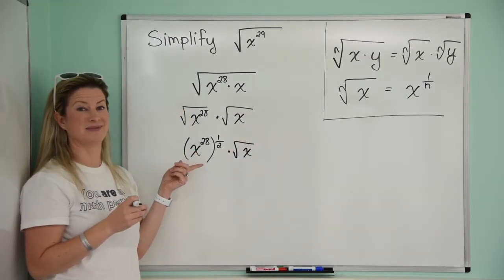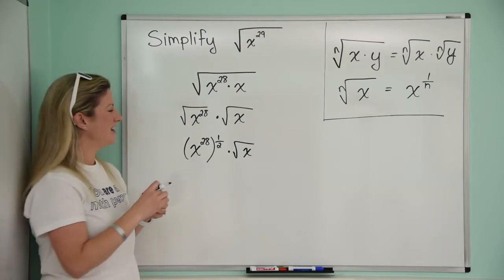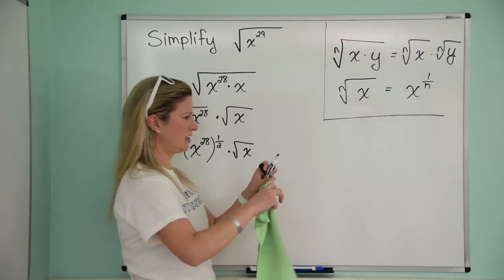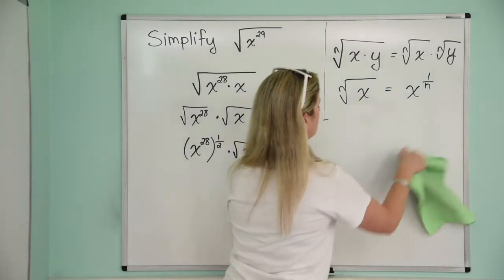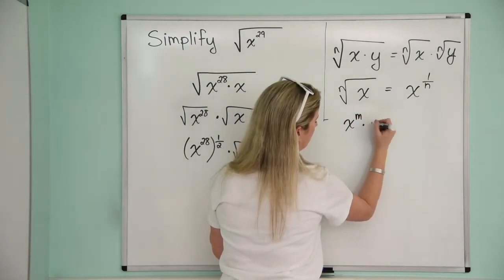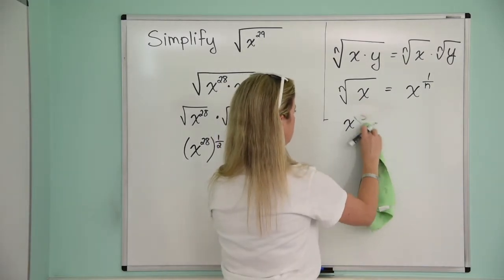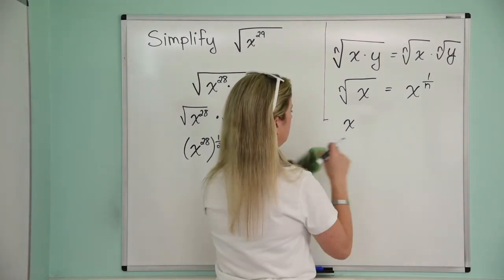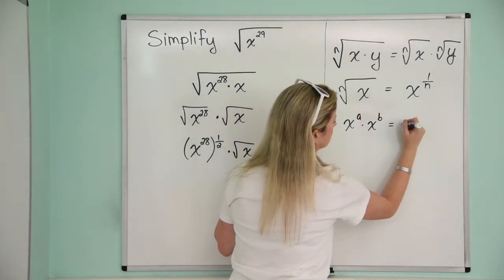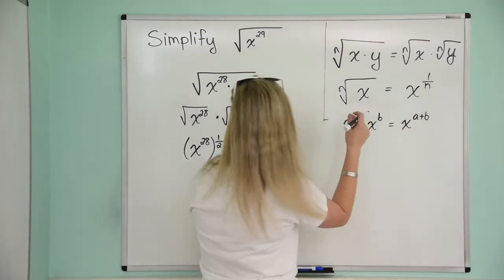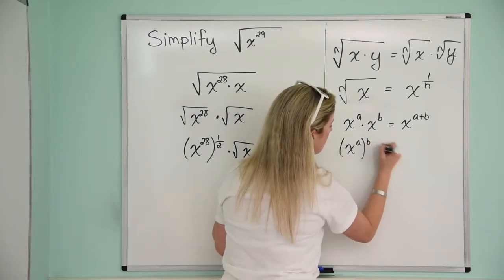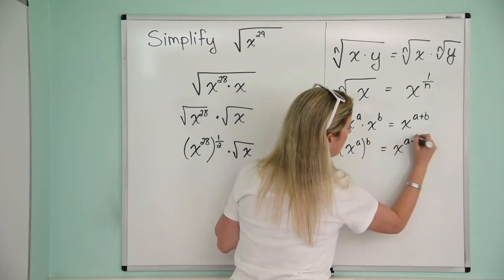Now, this is awesome. Remember your exponent rules, right? So you remember if you have x to the a times x to the b, I'm going to use a and b just because I used n up there, and I don't want to confuse anyone. So x to the a times x to the b equals x to the a plus b, which we used over here kind of. And now x to the a to the b equals x to the a times b, okay?